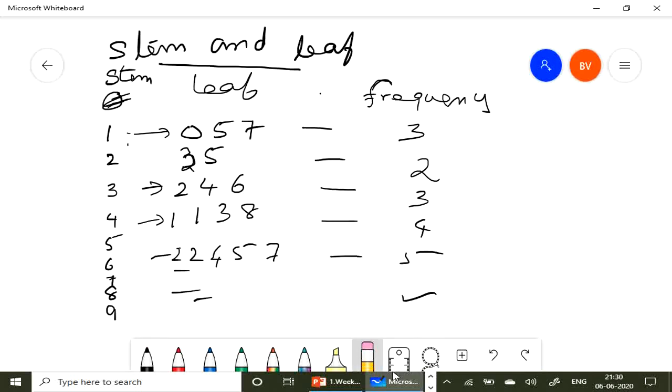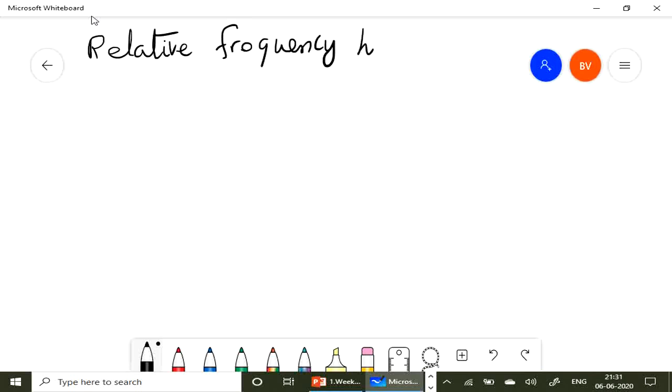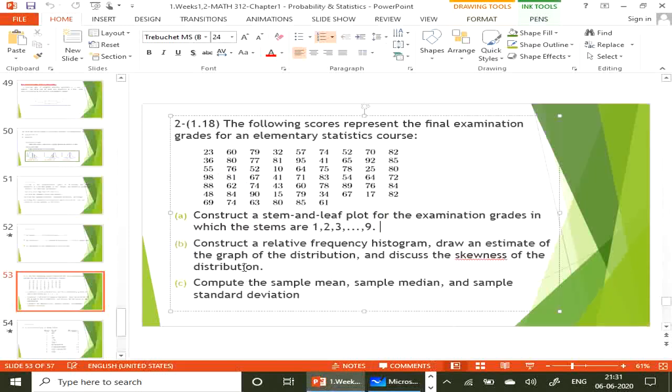Okay, we'll erase all this. Fine. Now this is for relative frequency histogram. Now let's go check the question.